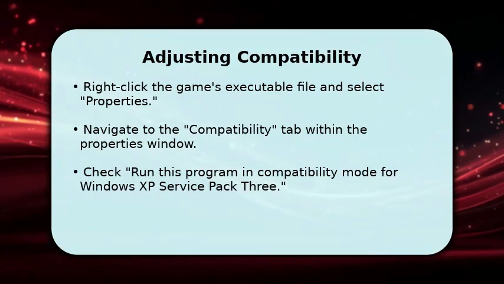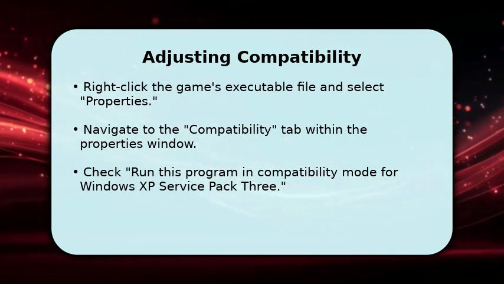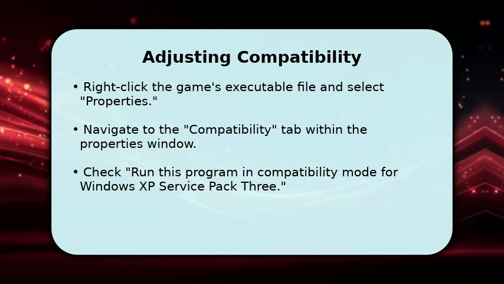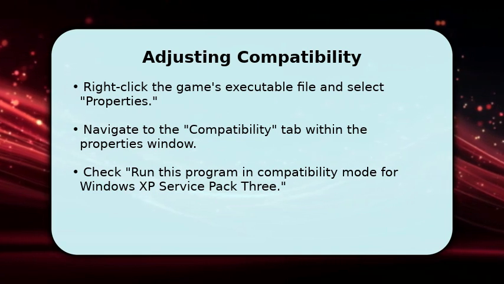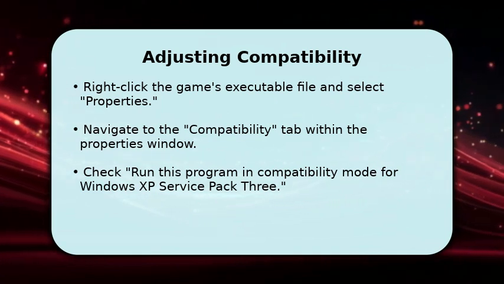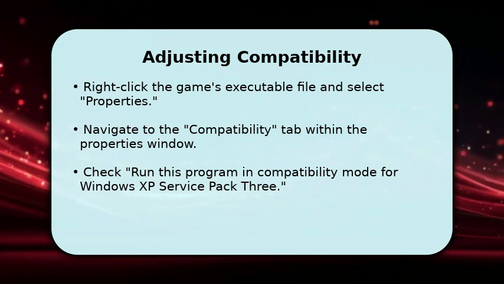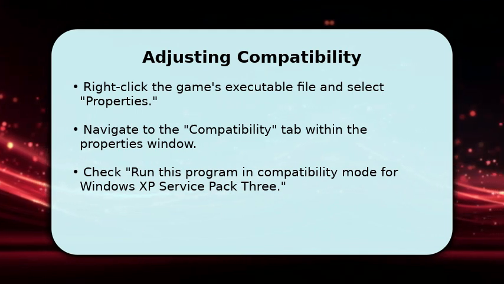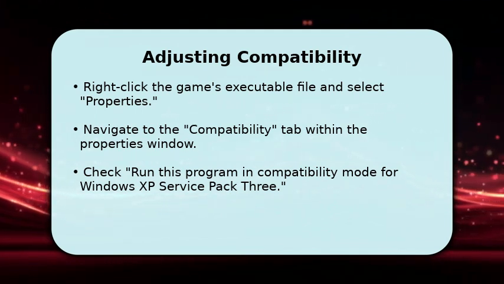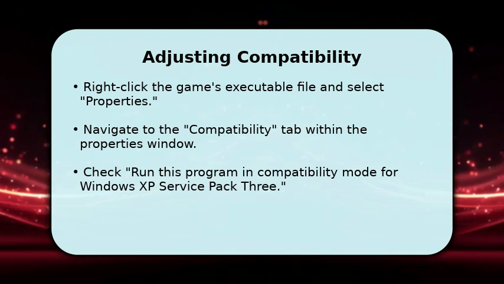Next, we need to adjust the compatibility settings. Right-click on the game's executable file, usually named RA2.exe or Uri.exe, and choose Properties. Go to the Compatibility tab. Here, check the box to run the program in compatibility mode for Windows XP Service Pack 3. Additionally, ensure you check Run this program as an administrator to prevent permission issues. These adjustments are vital for the game to function properly.